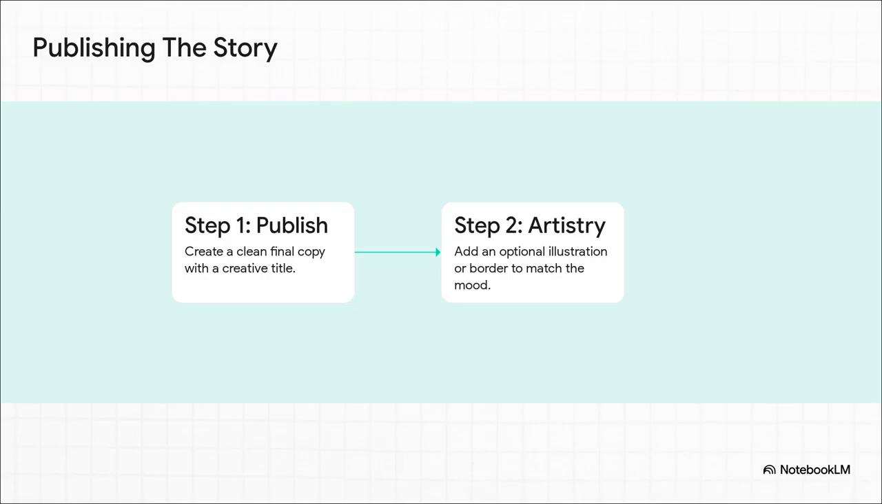Now the lesson starts out pretty much exactly how you'd expect. Step 1. You take your final edited draft and you create a nice clean copy. You can handwrite it or type it up. Step 2 is a fun, optional little flourish. Add a small illustration or maybe a border that kind of fits the story's mood. Pretty standard stuff so far.